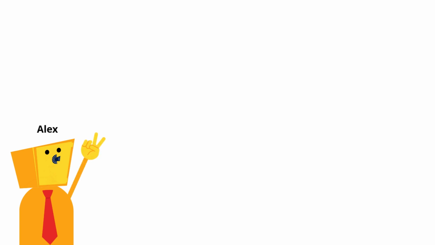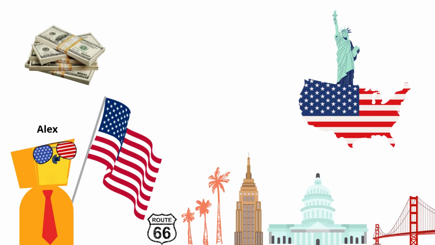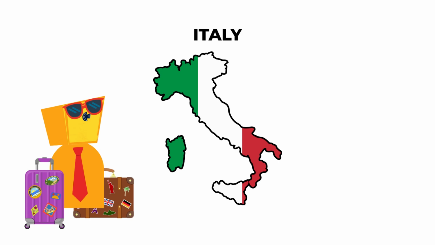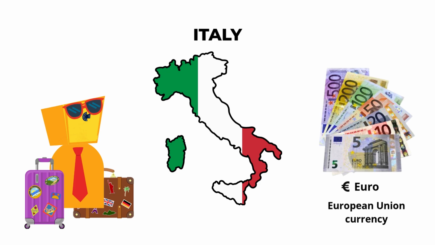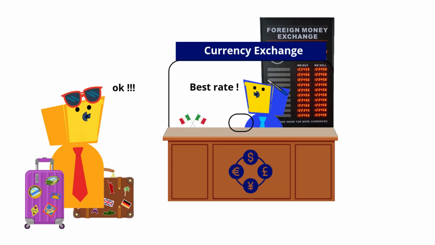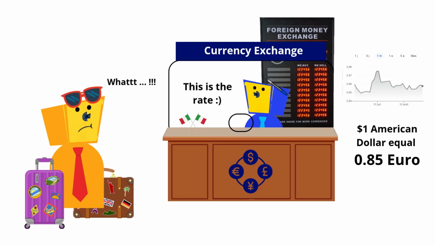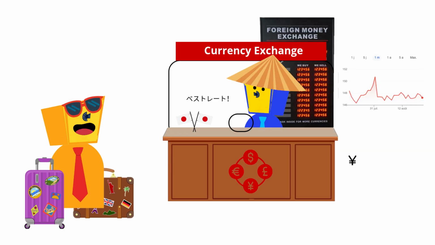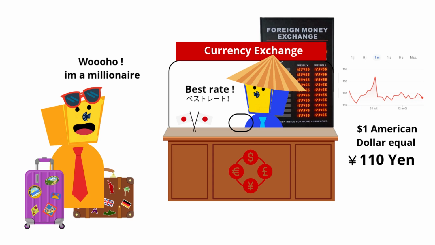This is Alex. He lives in America, and he uses the US dollar every day to buy things like food and clothes. One day, Alex wants to visit Italy, where people use the euro. But when he exchanges his money, he finds out that one US dollar is worth only 85 euro cents. Then he travels to Japan, and suddenly his one US dollar becomes 110 yen.